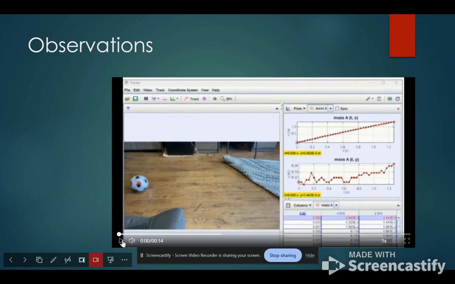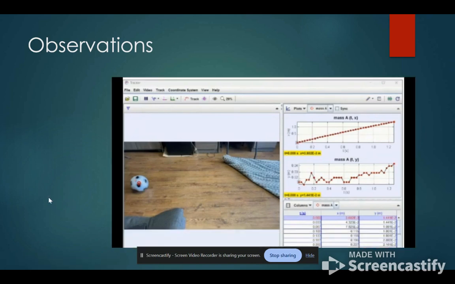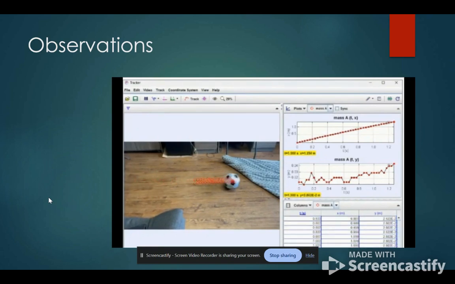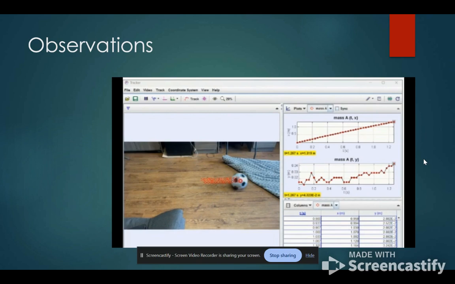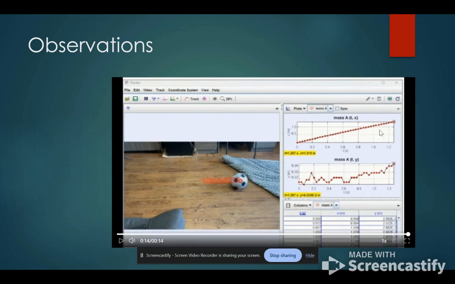So our observations, our real world experiment, we rolled a soccer ball across a wooden floor and saw that using this application called Tracker, we were able to graph the position of the ball in the x and y coordinates. And as you can see, the movement in the x direction is not exactly constant. And as you can also see, it does get less and less steep as it moves on.